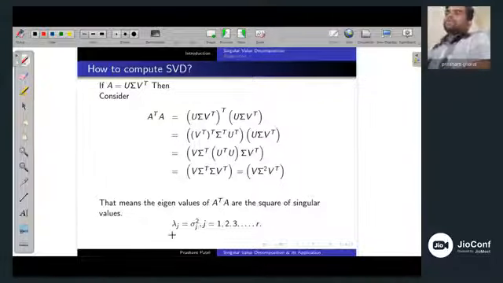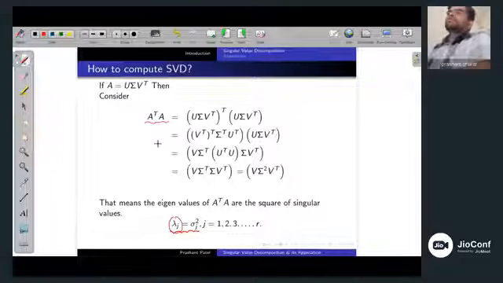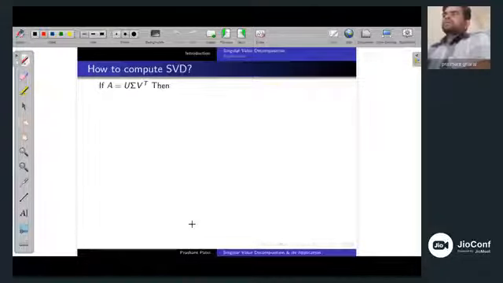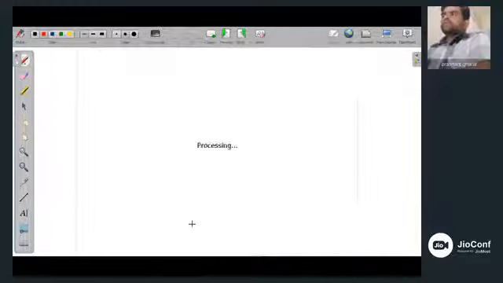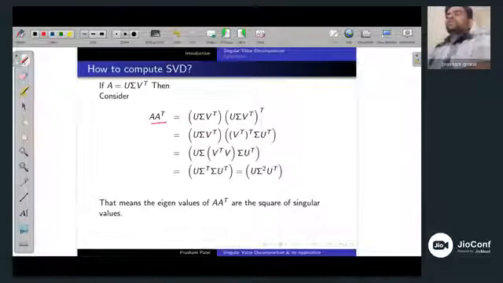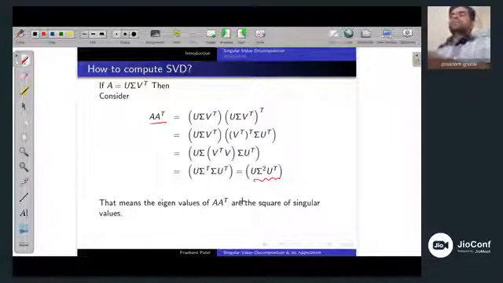So we have this relation. This lambda j is the eigenvalue for A transpose A, sigma square is the square of the singular value, and V is the eigenvector of A transpose A. In a similar manner, we can compute U as we did in the previous steps. Here we have A into A transpose, which is also a symmetric matrix, and that's why it has this decomposition.